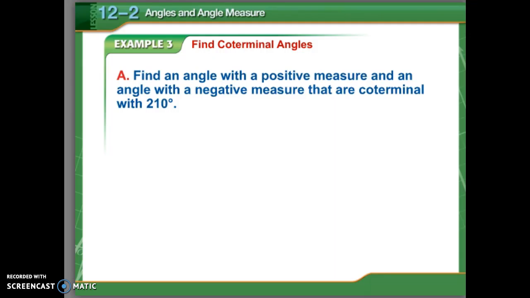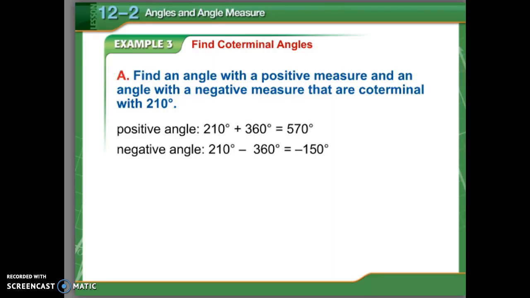Okay, example 3, called coterminal angles. Part A says find an angle with a positive measure and an angle with a negative measure that are coterminal with 210 degrees. So coterminal just means another angle that looks like the angle that you've been given. So we're finding another angle that looks like a 210-degree angle.